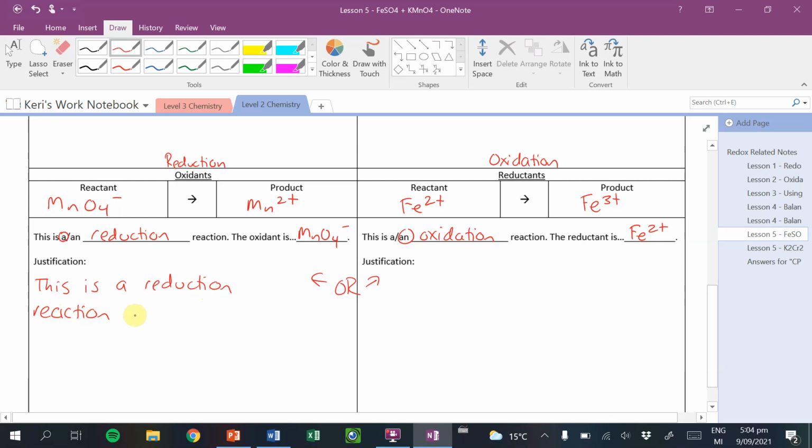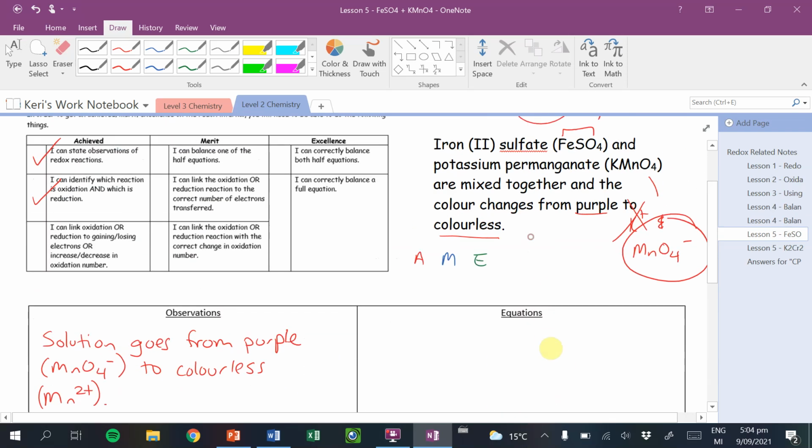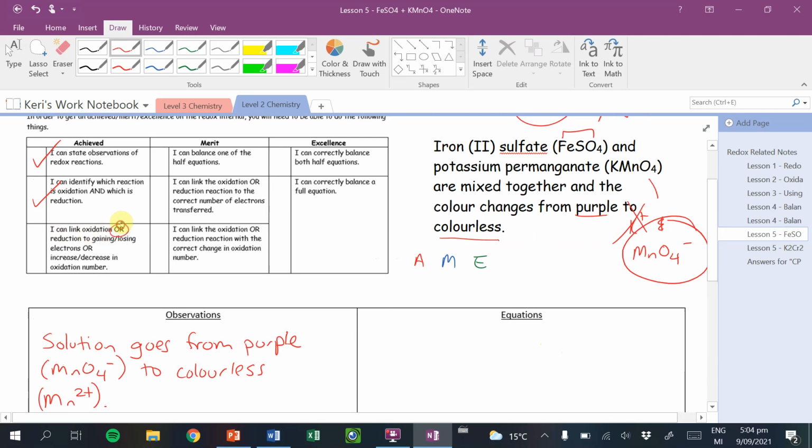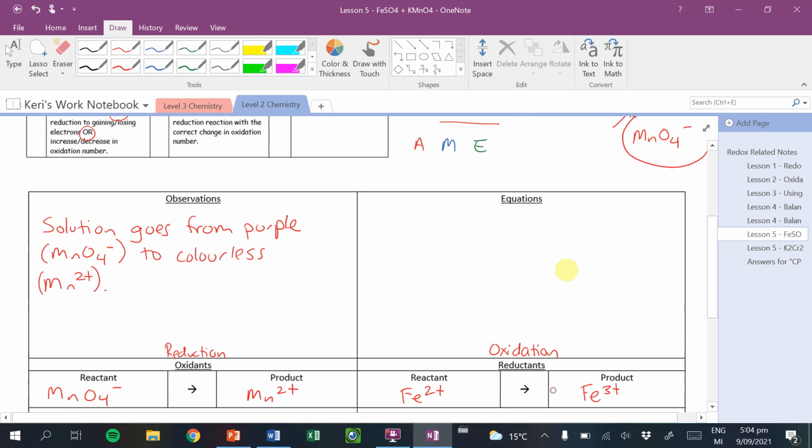And then you give me because. So because you can say electrons are gained, or you can tell me that the oxidation number decreases. Both of those are fine. So lots of different ORs options, because when you look at that checklist, you can link oxidation or reduction to gaining or losing electrons, or increase or decrease in oxidation number.